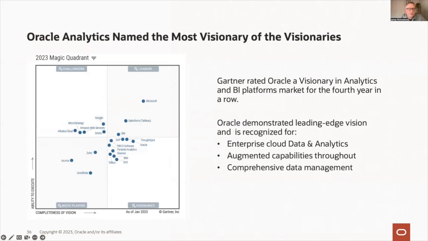The big reveal. The Gartner Magic Quadrant, I'm sure many of you have already picked this up on LinkedIn and around, has published for 2023. Oracle is positioned as the most visionary of the visionary vendors. There is only one vendor to the right of us, which is Microsoft. And you're probably saying, well, why is that?